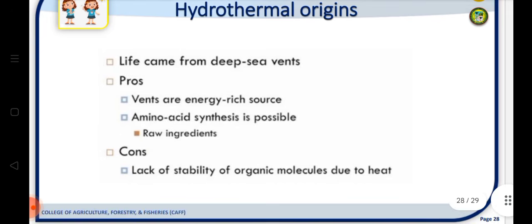But we have the cons. It lacks stability of organic molecules due to heat. The same high temperatures that drive reactions can also break down delicate organic molecules before they assemble into more complex structures like proteins or nucleic acids. Hydrothermal vents today host unique ecosystems, including bacteria and archaea that thrive without sunlight, using chemosynthesis instead of photosynthesis. This shows that life can exist in extreme environments, which expands our thinking about where life might arise, even on other planets or moons.